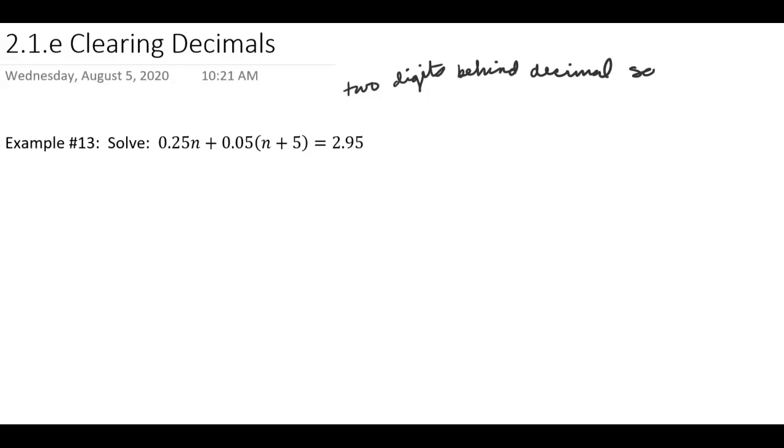So multiply by 100 on both sides, and that will clear the decimals. If there had been 3 digits behind at the most, then you'd multiply by 1,000. Okay, but this time it's 2, so we're going to multiply by 100. So I'm going to multiply by 100 on the left-hand side.